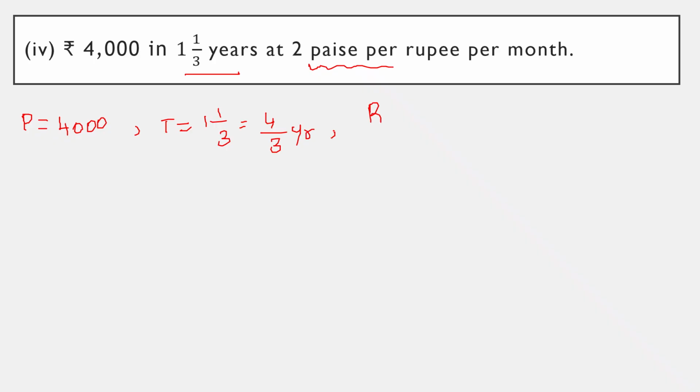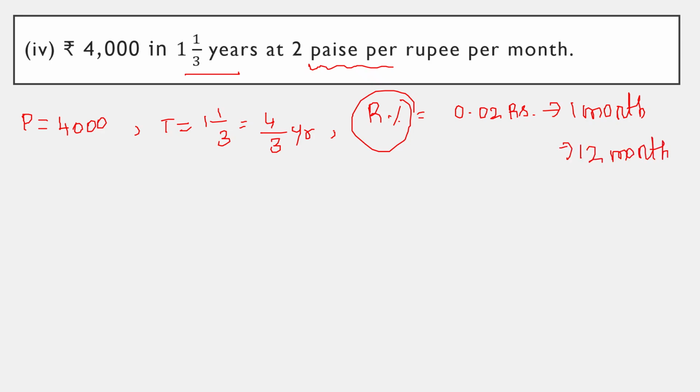Here a rate of interest needs to be given, but instead of that, what they have given is 2 paise per rupee. So how can I represent 2 paise per rupee in rupees? It's nothing but 0.02 rupees, right? This is how I can write 2 paise in rupees. Now this is only for 1 month, but the value we have to take is for 12 months, because the rate of interest always needs to be calculated for a year.